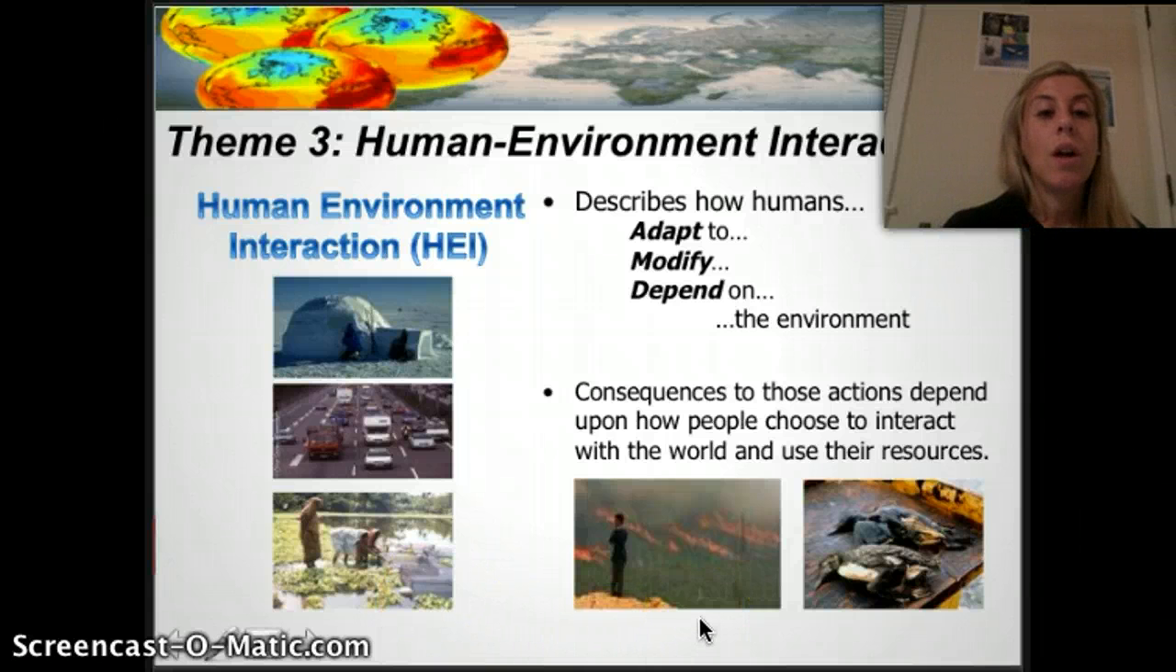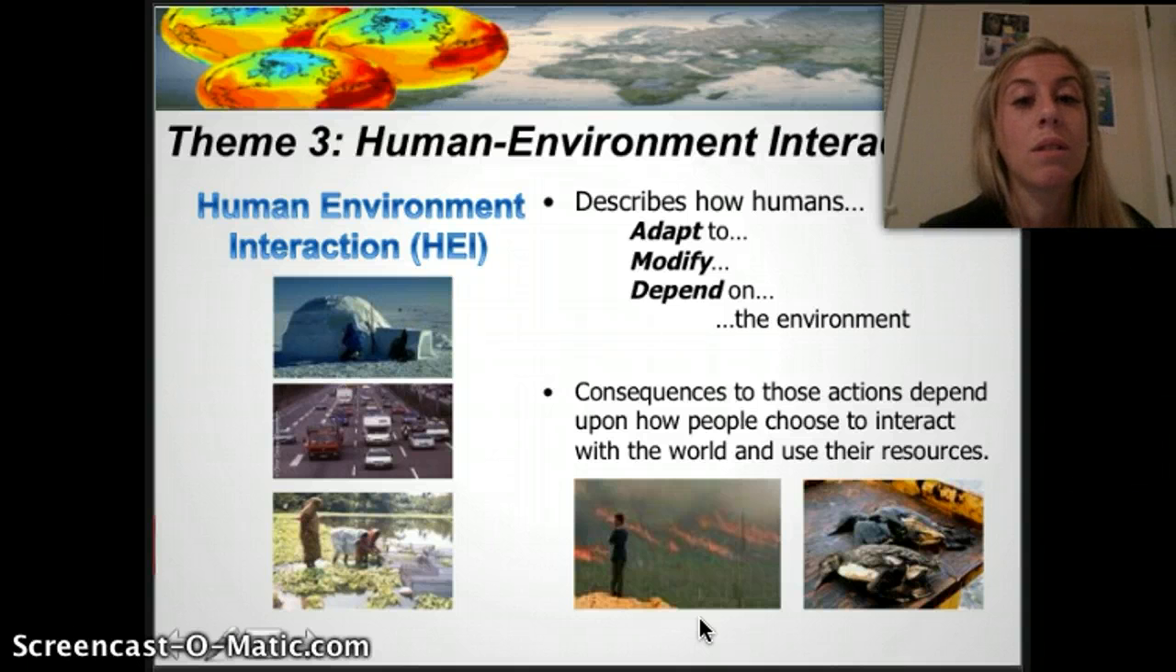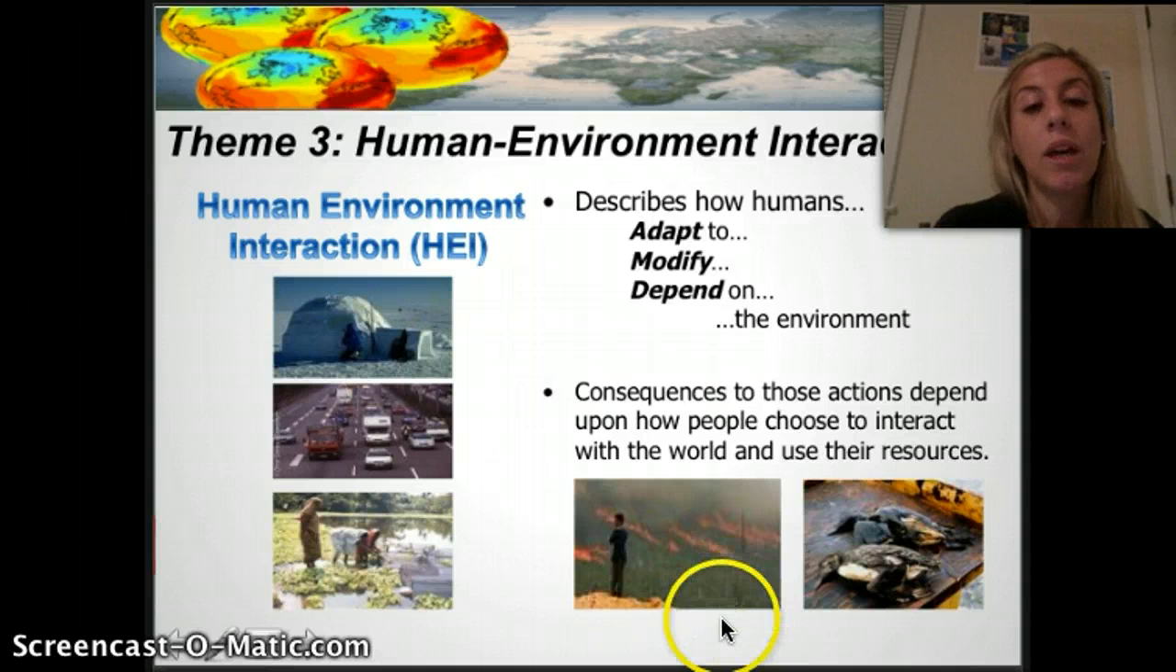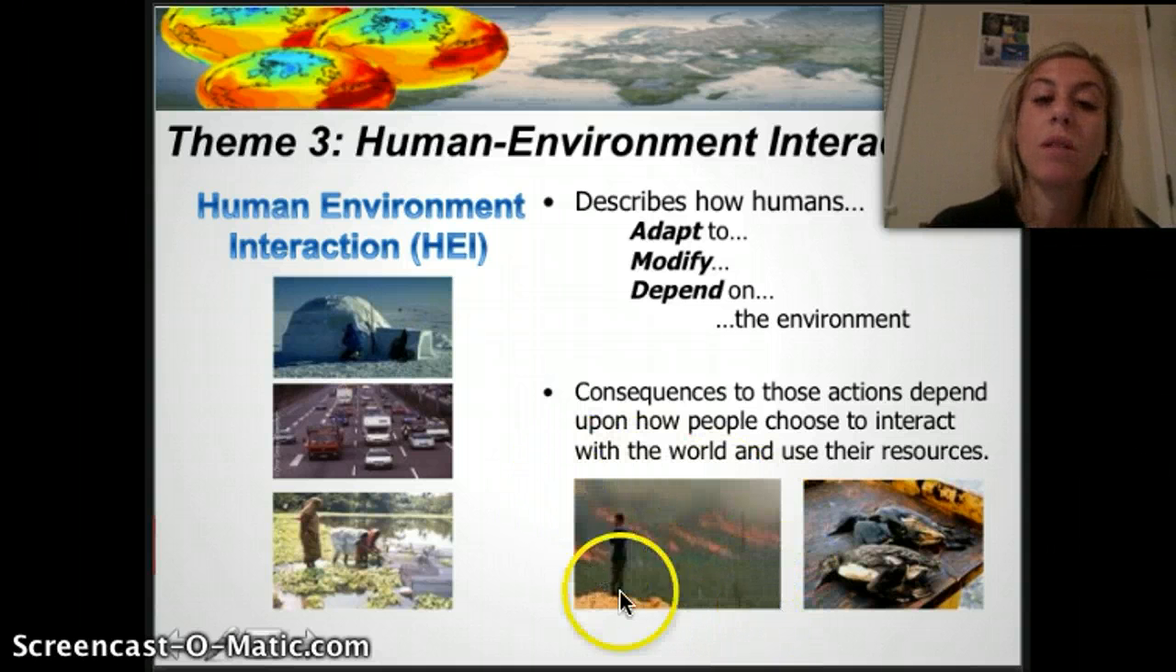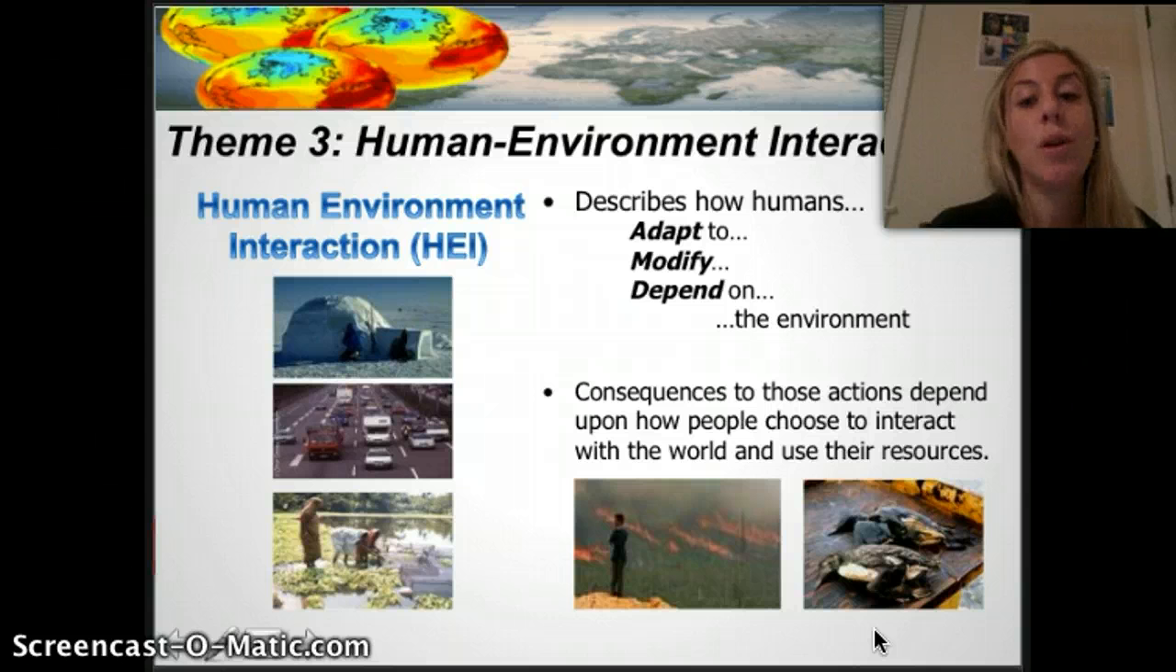Now, all of these interactions have different benefits as well as consequences. The consequences of some of these actions depend on how people choose to interact with the world and their resources. As we will get into later this week, there can be some negative consequences to how humans interact with their environment. Again, history repeats itself, so if we study history and we learn some of the things that people have done, maybe we can better improve our plans to interact with the environment, right?